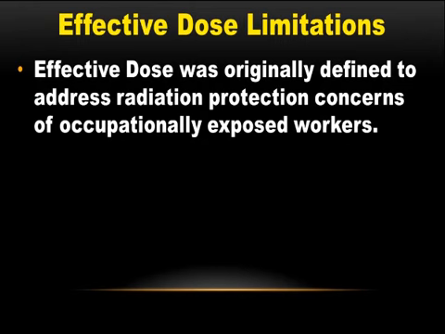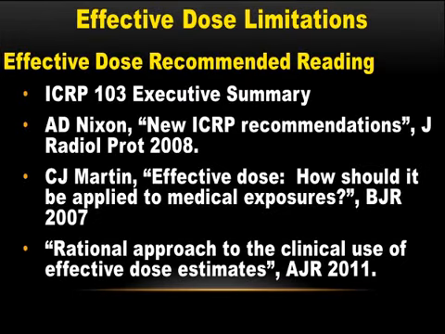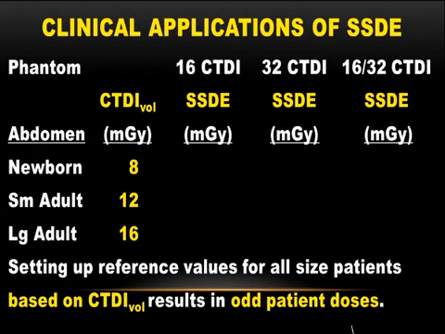Well, what is effective dose originally for? It was really defined for radiation protection concerns of occupationally exposed workers. It had nothing to do with patients. However, effective dose can be used to do comparisons of the biological risk between diagnostic exams of different types. But notice, nowhere here are we talking about individual patient doses. We're talking about patient doses to groups of patients potentially, but not individual patients. And then this is just a reference list that's in your handout if you'd like to read and really learn more about some of the limitations of effective dose.